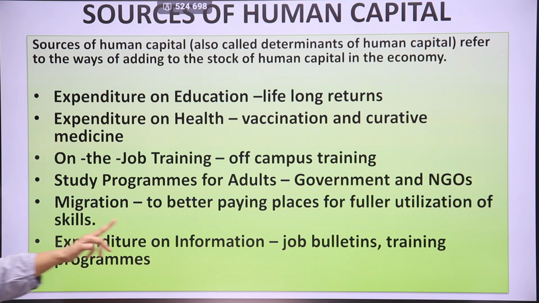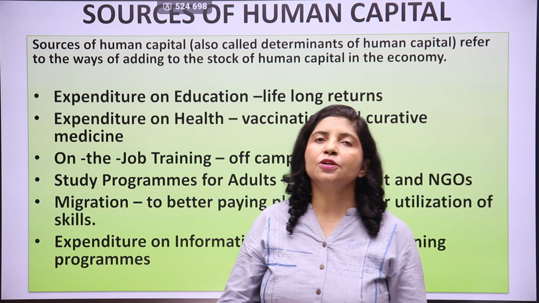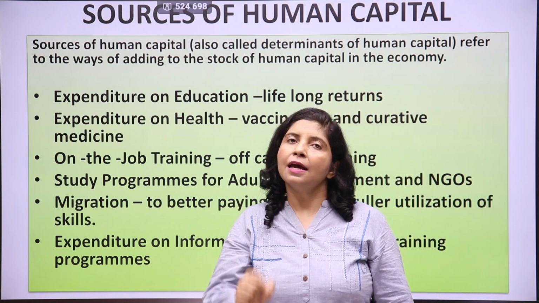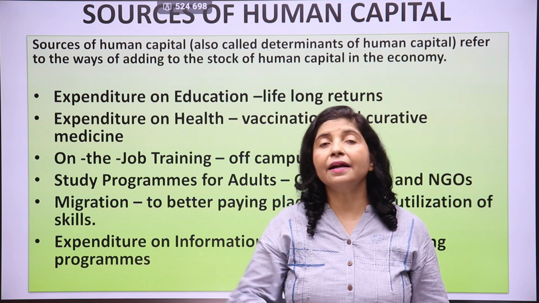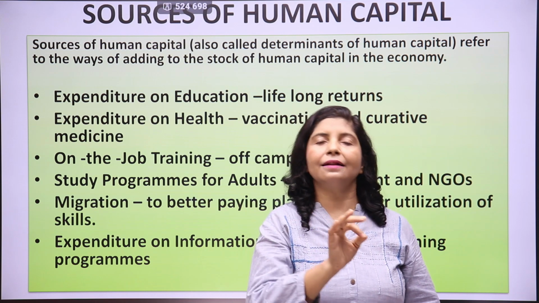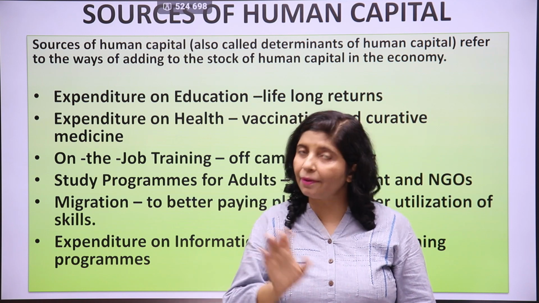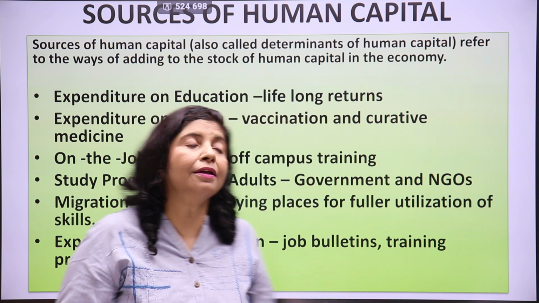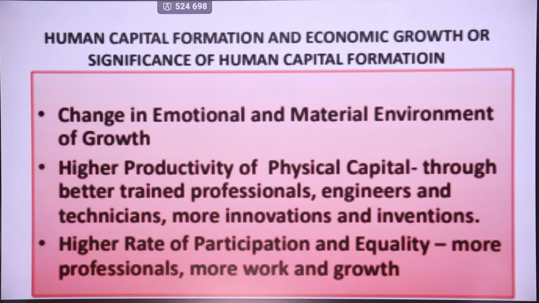Then expenditure on information: job bulletins, training programs, etc. help you to recognize the places or to get information about the jobs which are available elsewhere in the market. For example, if I am staying in Delhi but I don't have job opportunities over here, but if I go to Bangalore or Hyderabad, I may have better job opportunities, and the environment is maybe also very good. So in that case, I can migrate there. But if I don't have information at all, then how can I migrate? So job bulletins and training programs help you to migrate to the places where you can function well and earn well.